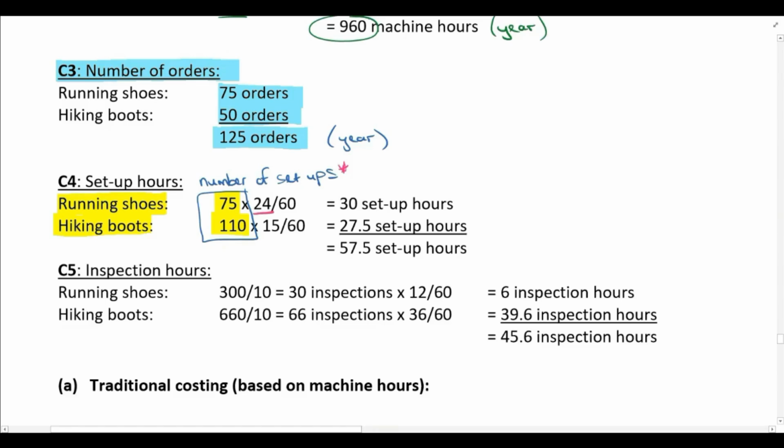24 minutes for running shoes, so 24 divided by 60, because I want this in hours, not in minutes. If you don't divide by 60, you're going to get an answer in minutes. So divide by 60 so that you get an answer in hours. She is very clear she wants us to use setup hours as a cost driver. And for hiking boots, it takes them 15 minutes. And again, divided by 60 so that you can get your answer in hours, not in minutes. So then we can work out the number of setup hours.